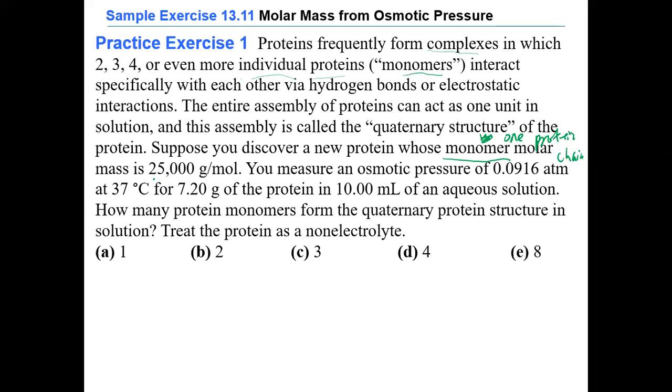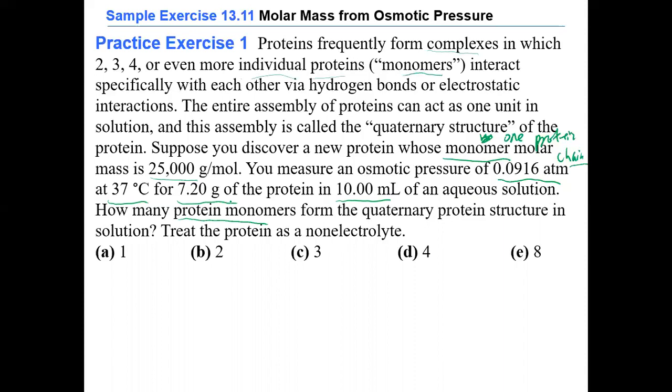But then you measure the osmotic pressure of your protein, and you get this much atm, and the temperature is at this temperature, and you use that amount of protein in a 10 mL solution. So from that information, you want to find out how many protein monomers or protein chains are in this 7.2 grams of protein. Do they really exist as one protein chain, or two protein chains together, or three or four protein chains together as one particle?